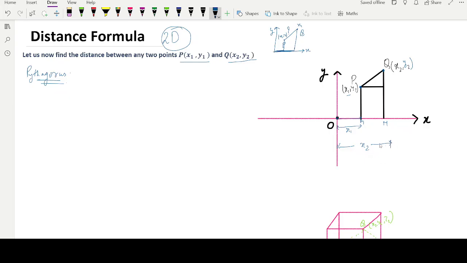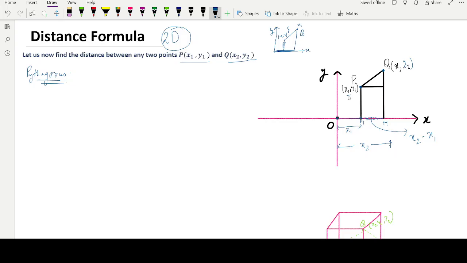Now let's find MN. What is MN? MN is nothing but the difference between x2 and x1. This MN is x2 minus x1. Now this for x is completed.